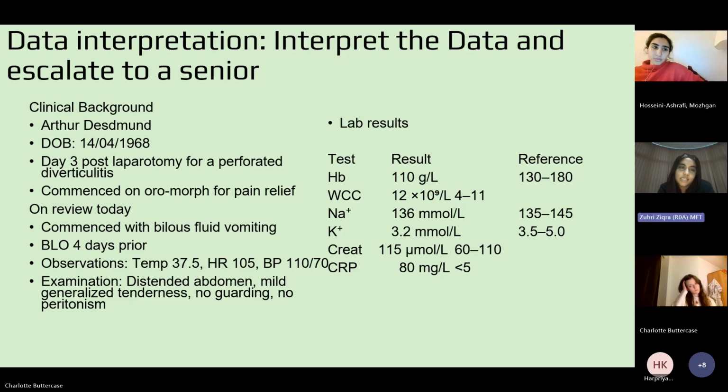So I think the key things here: the patient is day 3 post-laparotomy. They had a perforated diverticulitis. They've commenced bilious vomiting today. They've not opened their bowels for a while. When you examine them, they've got a distended abdomen, no guarding, no peritonism, and you've got your lab results as well. Okay, people are putting ileus, bowel obstruction, post-op ileus. Good. In the lab results, is there anything significant that anyone can see?